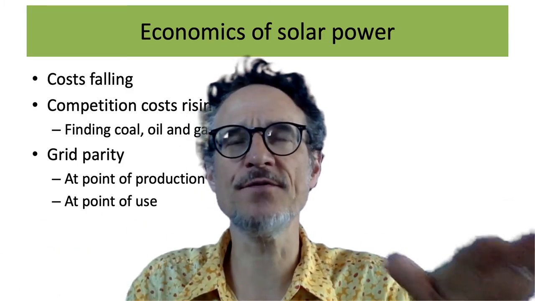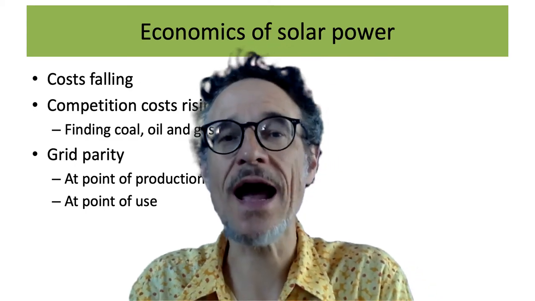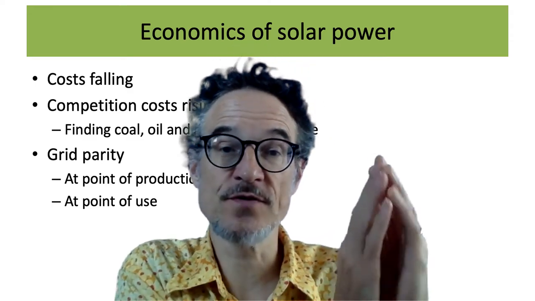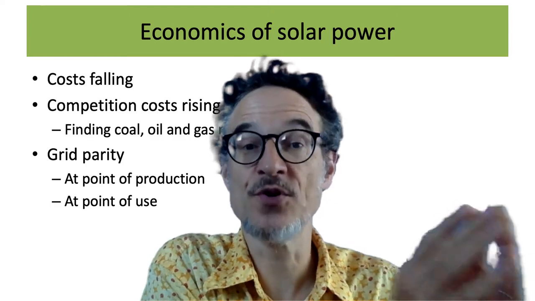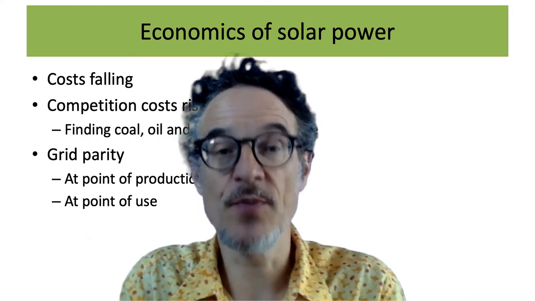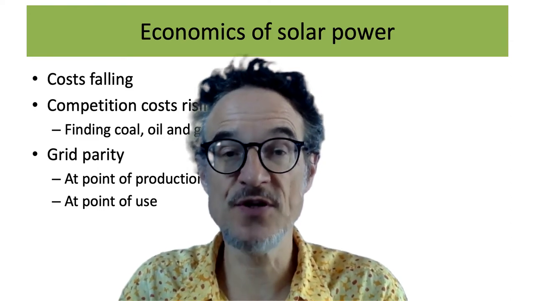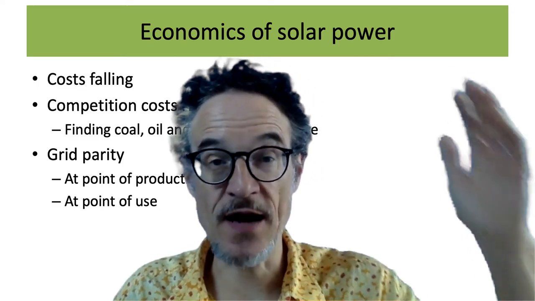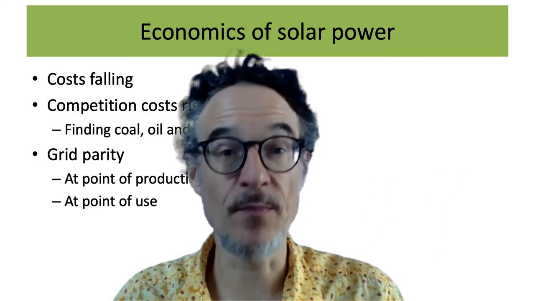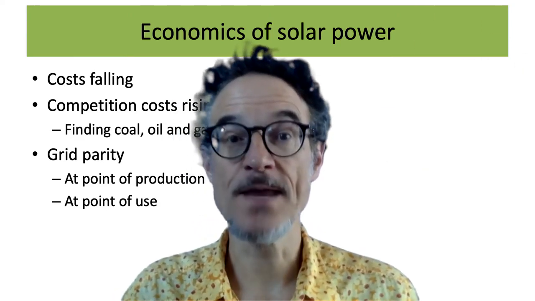There's a slight difference between the cost of energy at your house. So the cost for you as a house owner is not the same as the cost for an electricity producer. Their cost is much cheaper. Your cost is more expensive. So I think now in many places, the cheapest way for you to get electricity is to have solar panels on your roof. It may not be the cheapest way for an electricity company to produce electricity. So there's a difference between grid parity at the point of production and at the point of use.